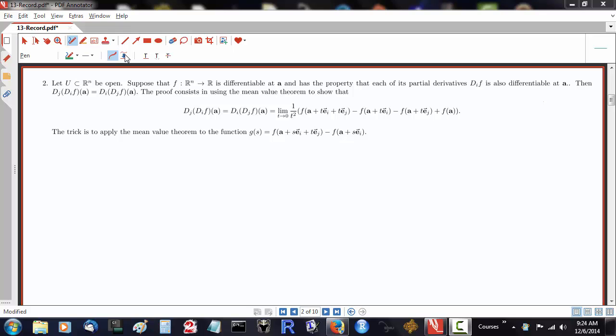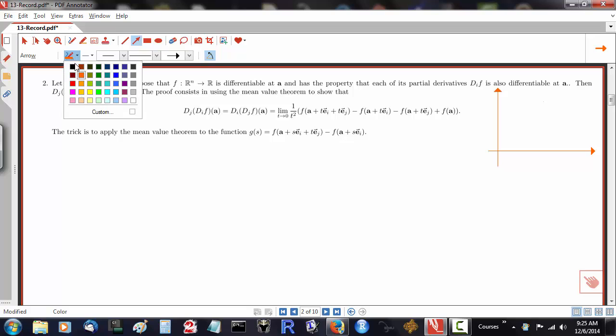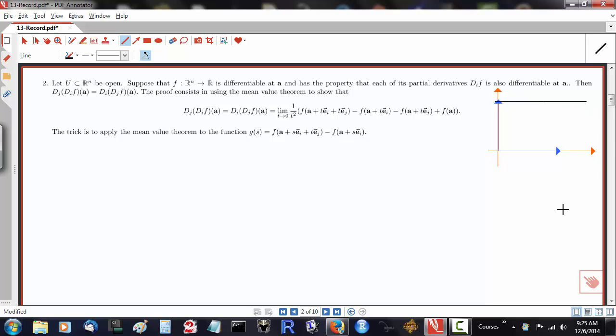Let's start by drawing a diagram to illustrate what's going on. I'm going to draw some arrows. And let's put a couple of vectors in different colors along the two coordinate axes. There's one. There's the other, both supposed to be roughly the same length. And let's put a couple of lines on here. Here is a horizontal line through that one, and a vertical line through that one.